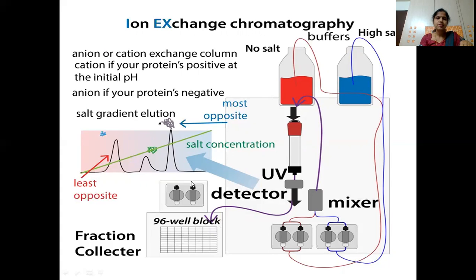Now the detector will show, suppose you are using a spectrophotometer, you will get a peak in this way. These peaks will give information about the different types of components present, and the area under that peak will give the concentration of the sample. So this is how ion exchange takes place. We will have ion exchange resins acting as the stationary phase, and these buffers acting as the mobile phase.